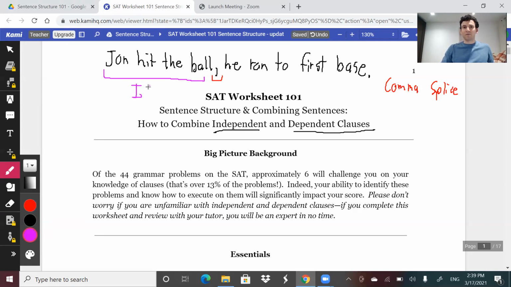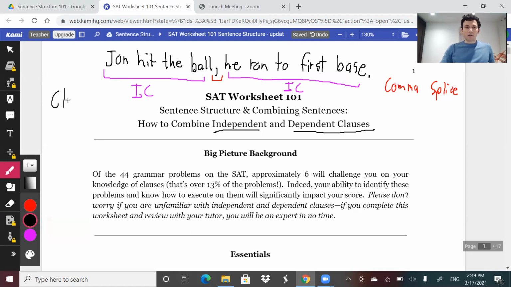I'm going to write IC for independent clause. And there are only 4 proper ways to combine two independent clauses, and you're going to need to know all 4. And we'll get into that in just a second. But before we get into that, let's actually talk about what a clause is and the difference between a clause and a phrase. So let's map this out real quickly.